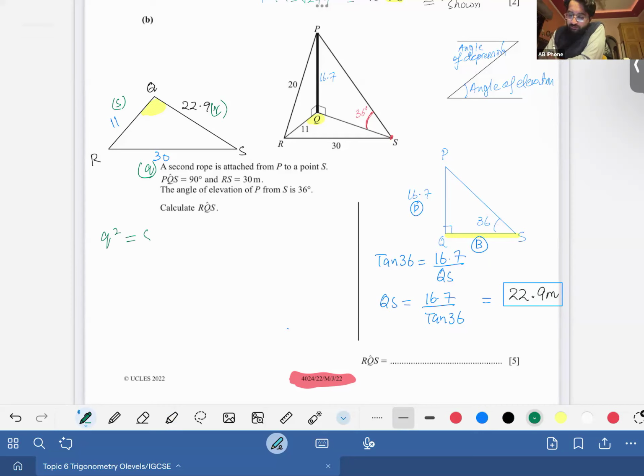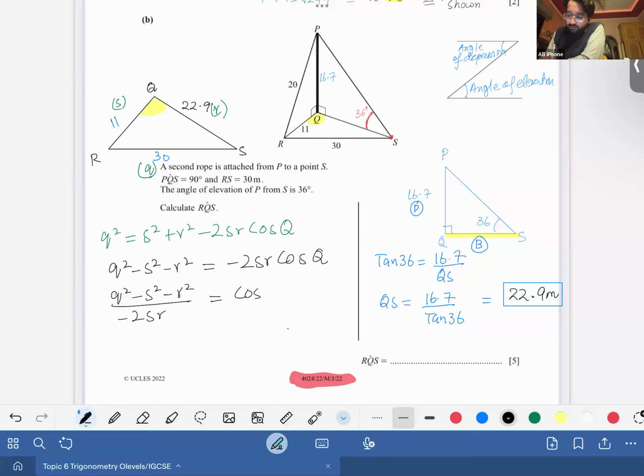So I'm going to make the cosine rule for small q. q squared is equal to s squared plus r squared minus 2sr cos of capital Q. I'm going to find cos q, so I'm going to make cos q the subject. So q squared minus s squared minus r squared is equal to minus 2sr cos q. Minus 2sr will come here as a division. So I can write (q squared minus s squared minus r squared) divided by minus 2sr equals cos q.